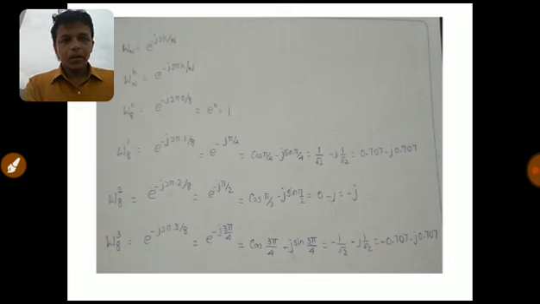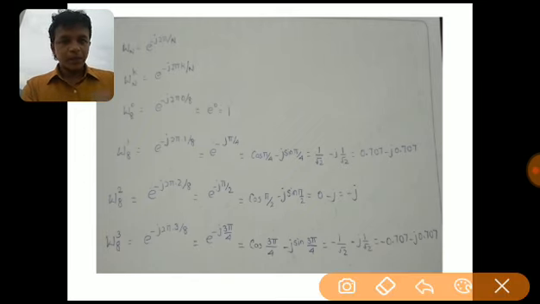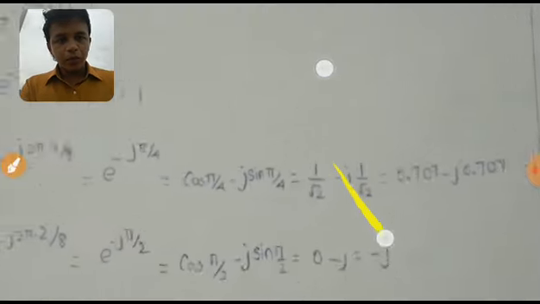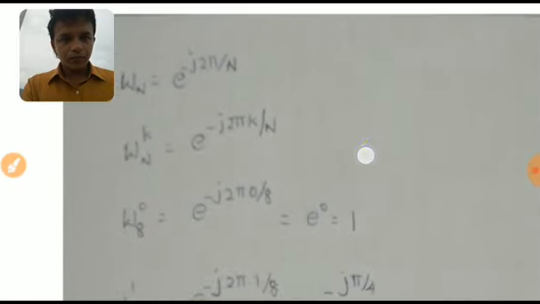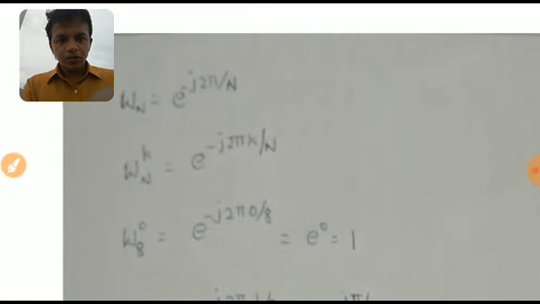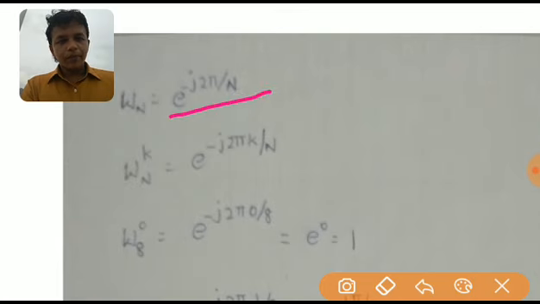Here is the explanation for the Twiddle factor. The Twiddle factor is given as Wn power k. Here is the expansion of Wn: Wn is equal to e power minus j 2 pi by n. So Wn power k is e power minus j 2 pi k divided by n.